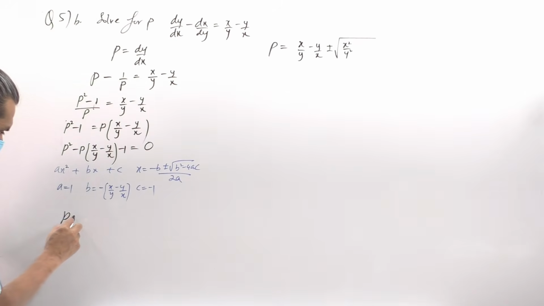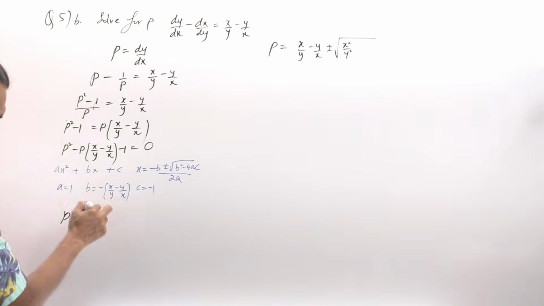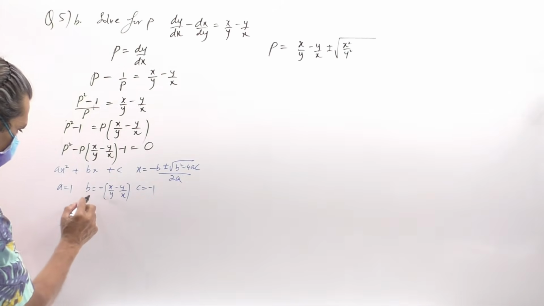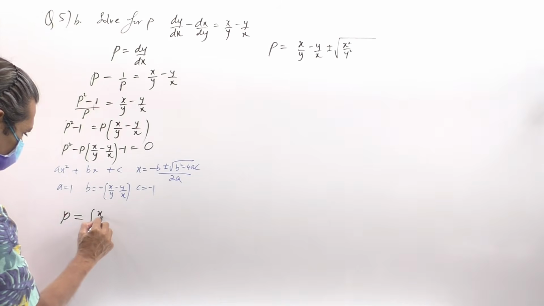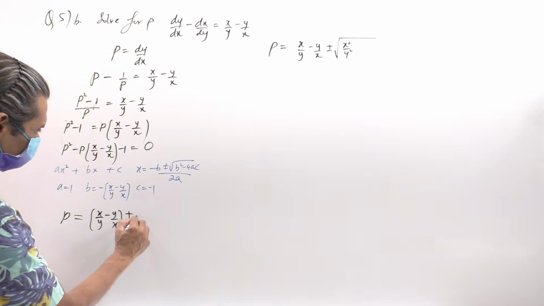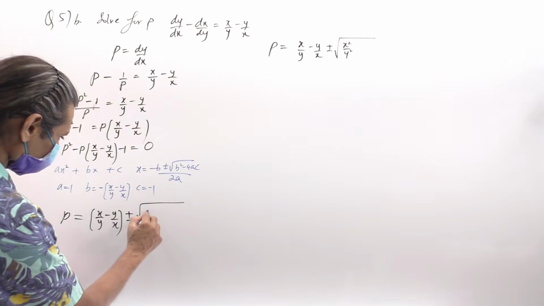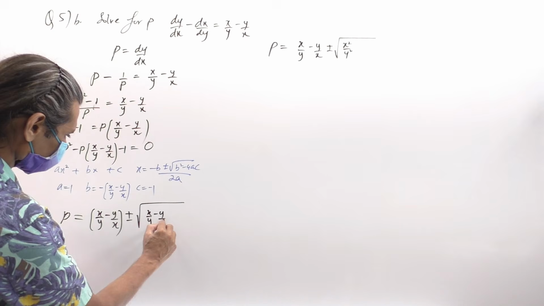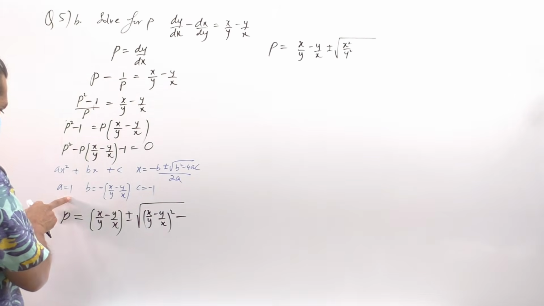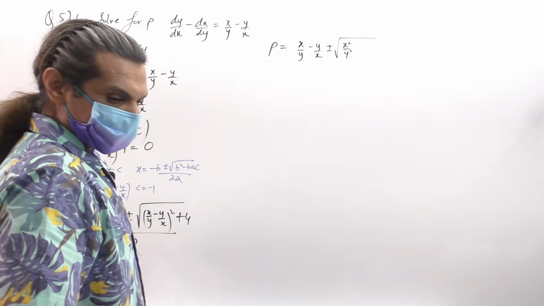So the solution here will be, understanding like this, it will be very easy for you. So p is equal to minus b plus or minus root of b square minus 4ac by 2a. So minus of minus becomes plus: x by y minus y by x plus or minus root of b square. So b square is x by y minus y by x the whole square, minus 4ac, 4 into 1 into minus 1 is plus 4, divided by 2. Okay.